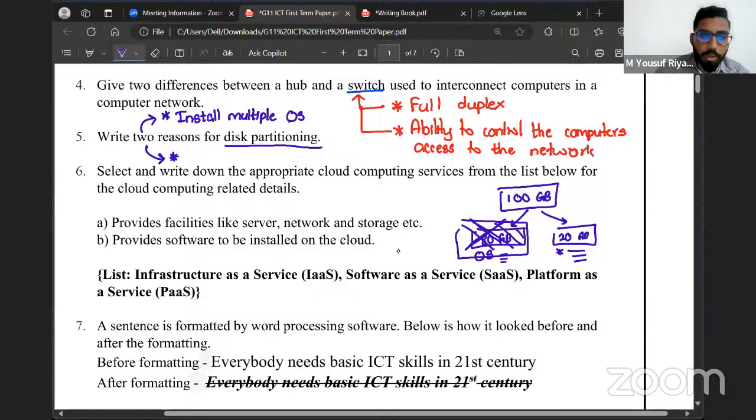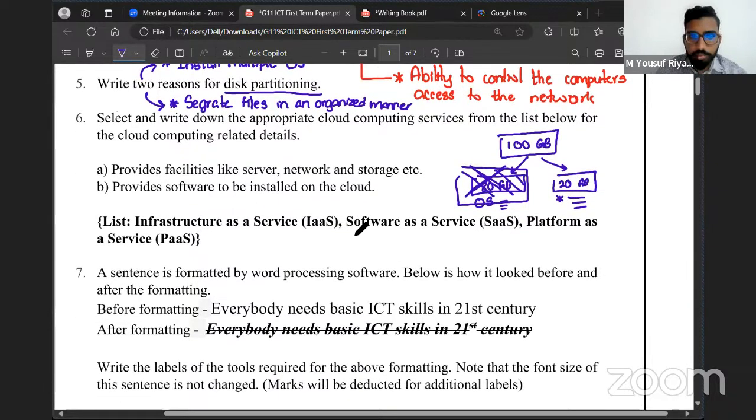Okay. So another thing you can mention is to segregate files in an organized manner. This is another reason you can do it. There are other reasons as well, but these are the main two reasons a person might do disk partitioning. Is that clear to you all? If you have any questions, drop them in the chat.